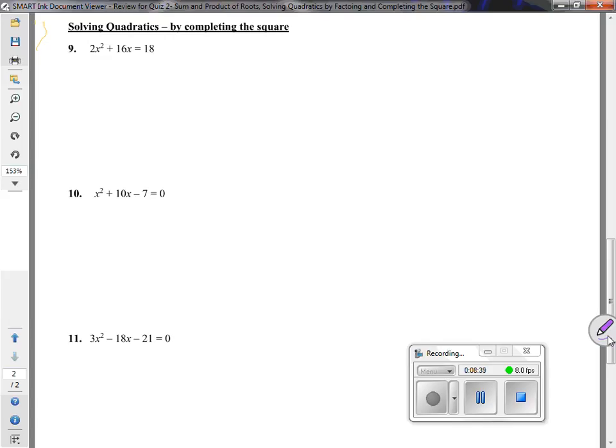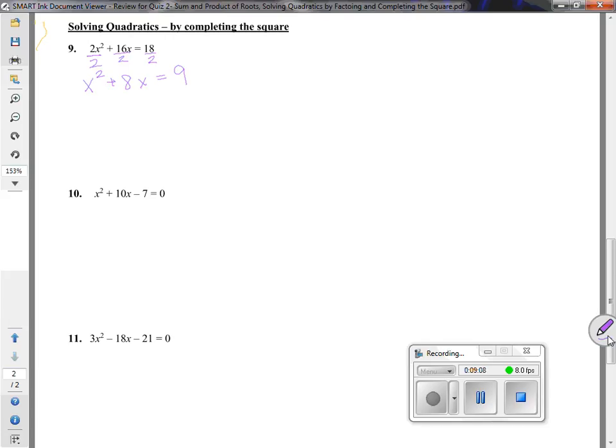What's the first thing you have to do when you're completing the square? Get the coefficient to be a 1. So in my x squared, is my coefficient 1? No. So what do I have to divide by? Divide by 2. So everything has to be divided by 2. So I have x squared plus 8x equals 9.